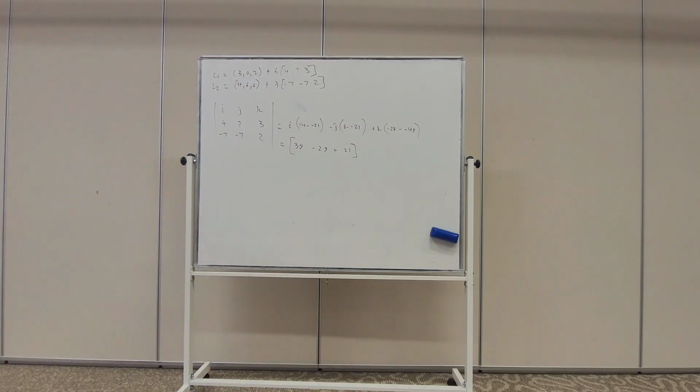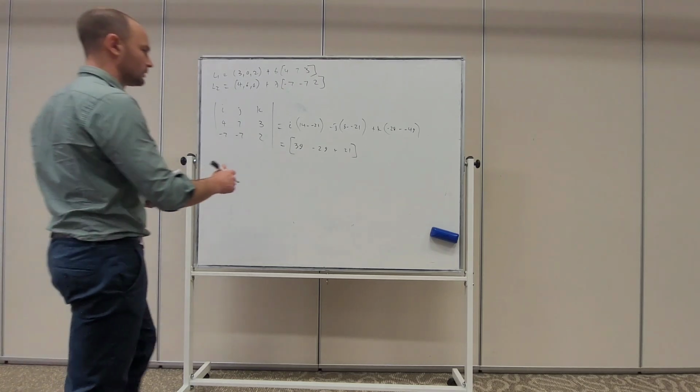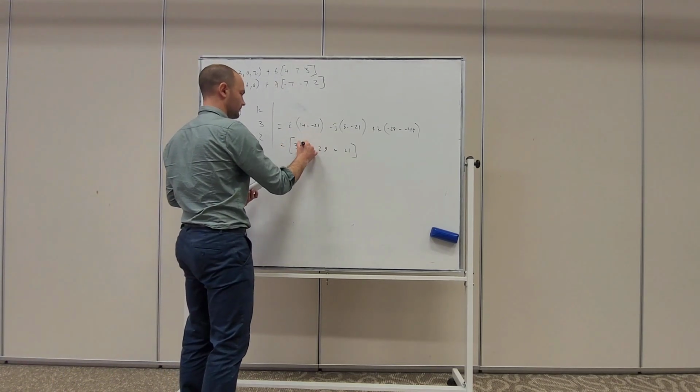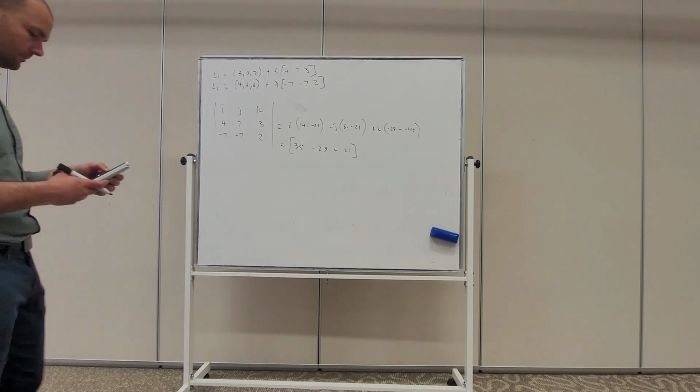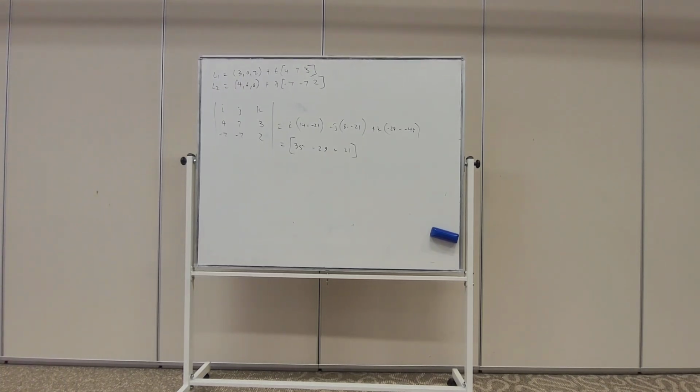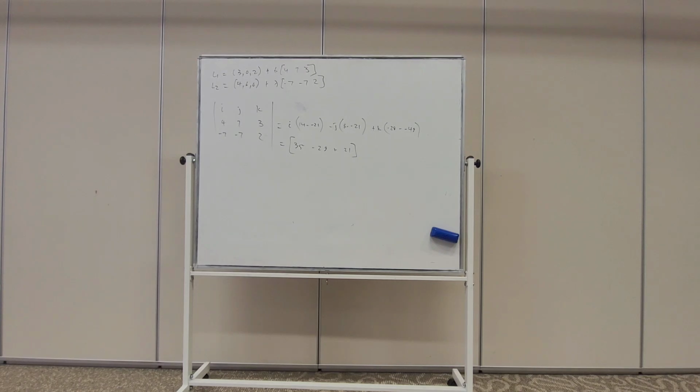Should it not be 35? This one. Good. I might just check it on my program, A cross B. So we have 4, 7, 3, minus 7, minus 7, 2. 35, minus 29, 21. Good. Okay, so that's the equation of the normal.